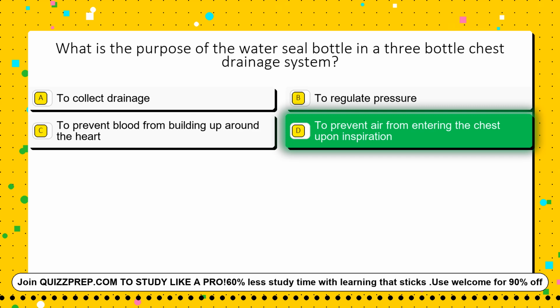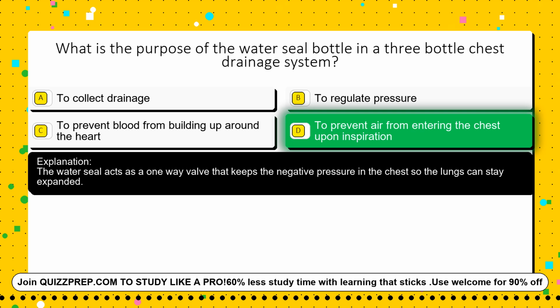The correct answer is option D, to prevent air from entering the chest upon inspiration. The water seal acts as a one-way valve that keeps the negative pressure in the chest so the lungs can stay expanded.